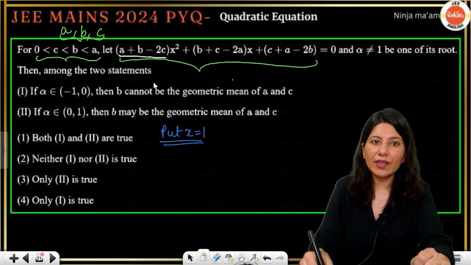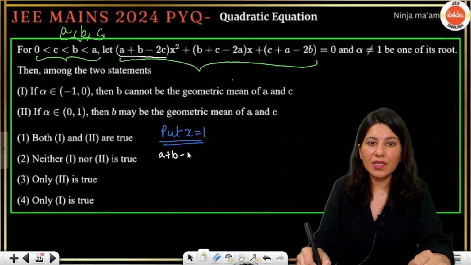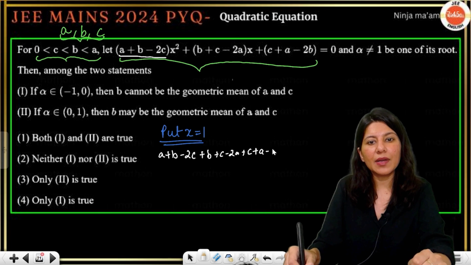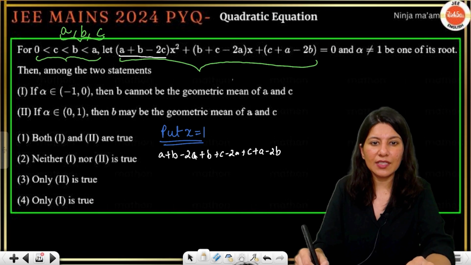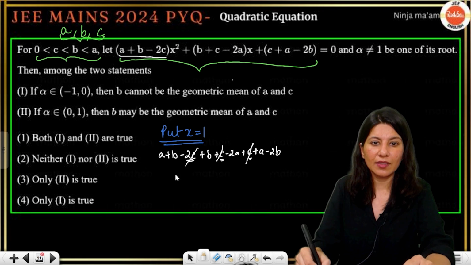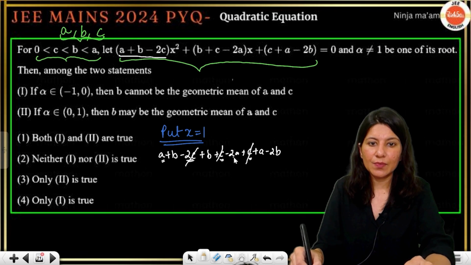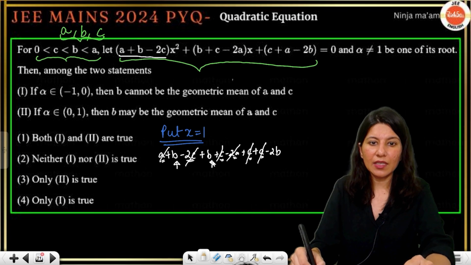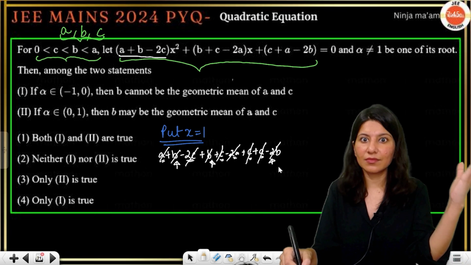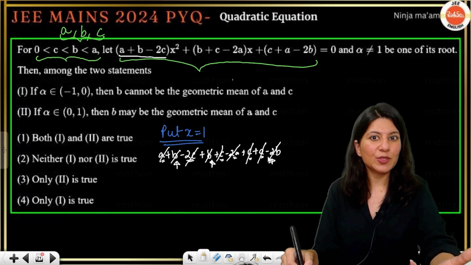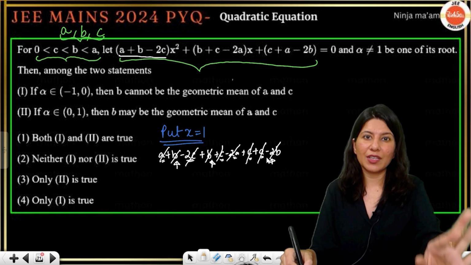Put x equals to 1, then you will realize this is going to be A plus B minus 2C plus B plus C minus 2A plus C plus A minus 2B. Right? So this is minus 2C, C, C, gone. A minus 2A, A, gone. B, B, and B, gone. So, basically, x equals to 1 is one root of this quadratic equation.